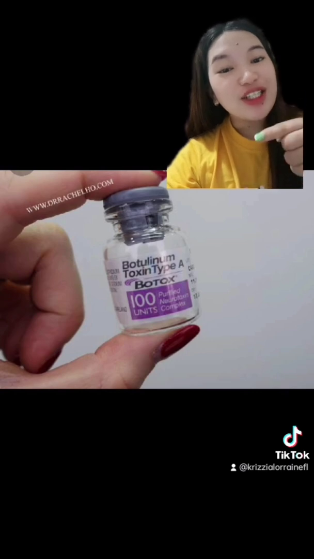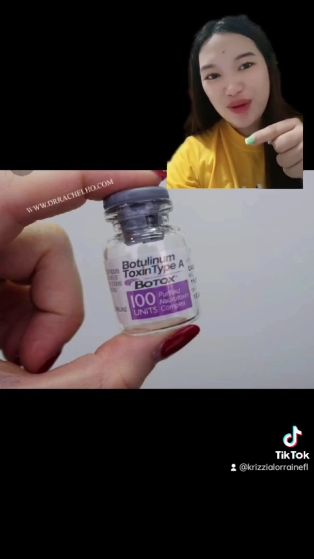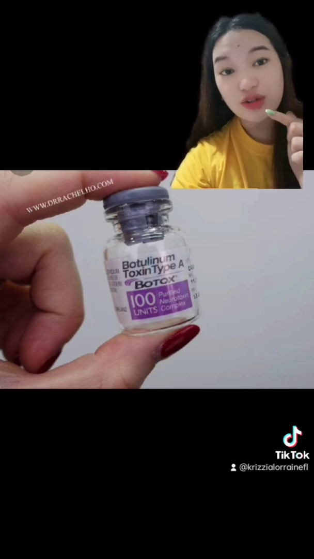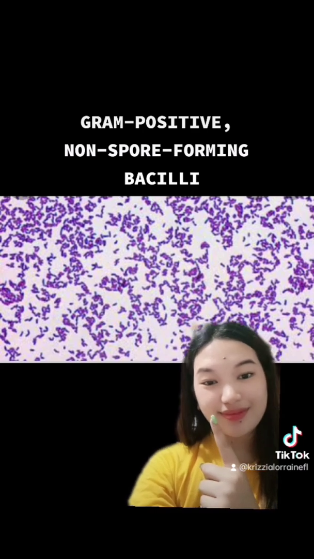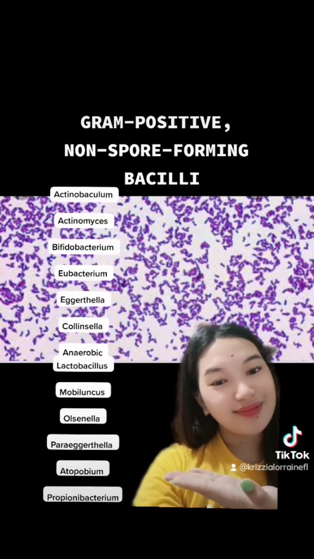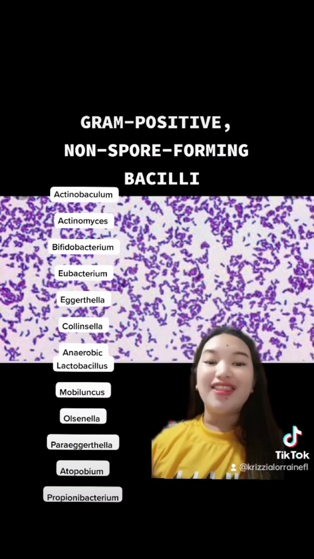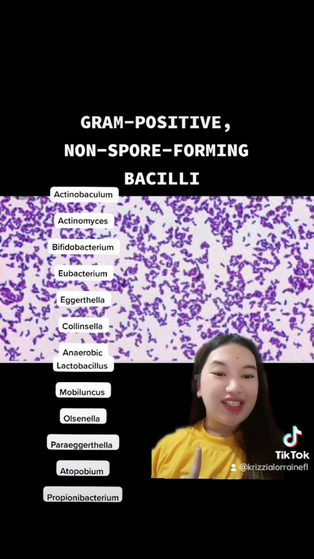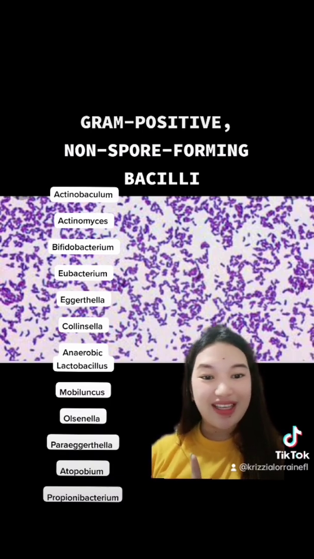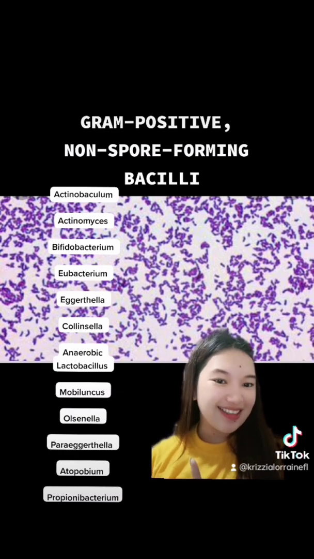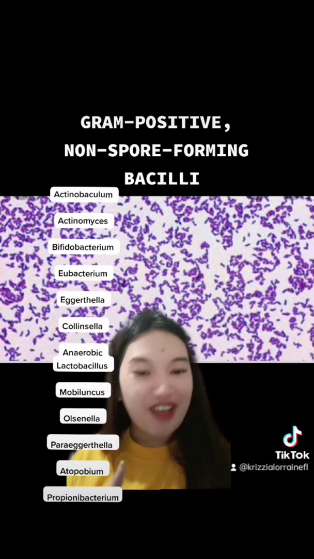This is botulinum toxin, a potential bioweapon. This is for the diagnosis of Clostridium botulinum and Clostridium tetani infection. Gram-positive, non-spore-forming bacilli. These organisms are typically found as normal microbiota on the mucosal surfaces of the digestive tract and urogenital tract and on the skin. A polymicrobic infection.